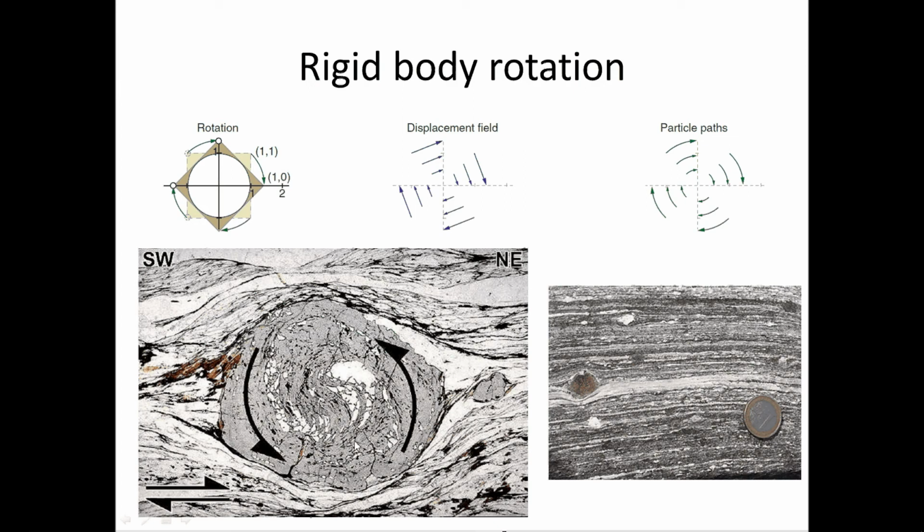Okay, so this is an example of grain rotation, although it is not a rigid body rotation. It is also possible that a very competent grain shows rigid body rotation during deformation of rock, so this is a possible case.